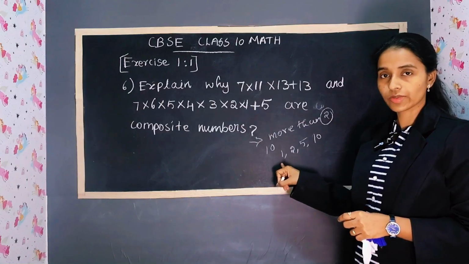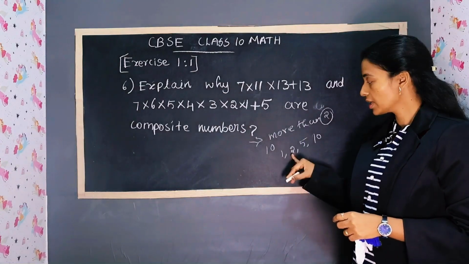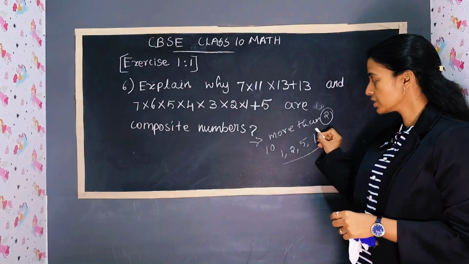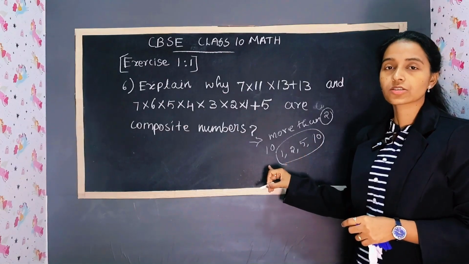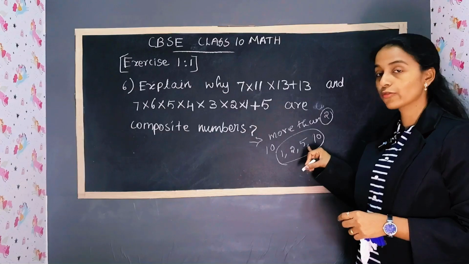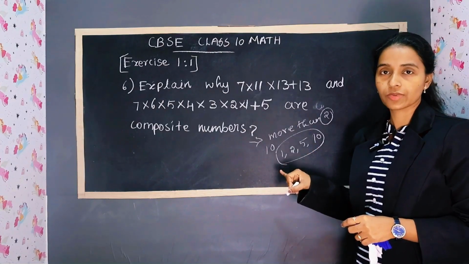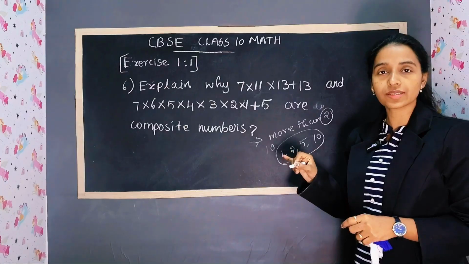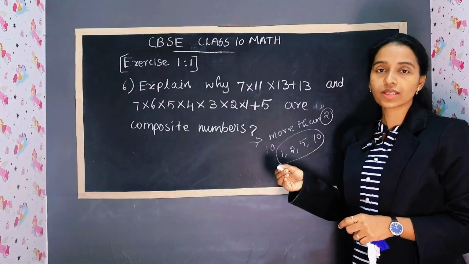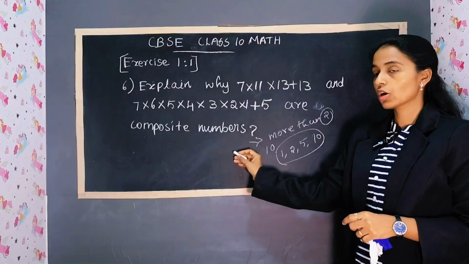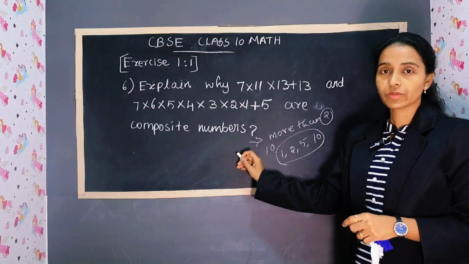We can take 1. Why? Because 1 times 10 is 10. And 2 fives are 10 and 5 twos are 10. So these are all the factors of 10, right? So here we have total 4 factors. That's why 10 is a composite number. In general, a composite number is a number which has more than 2 factors.